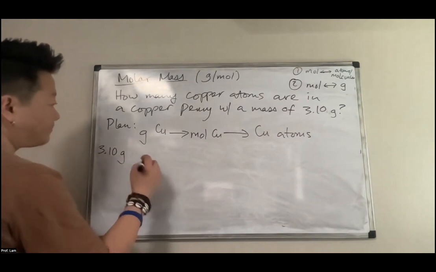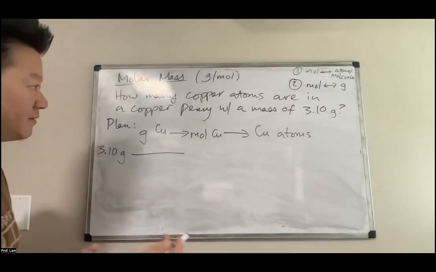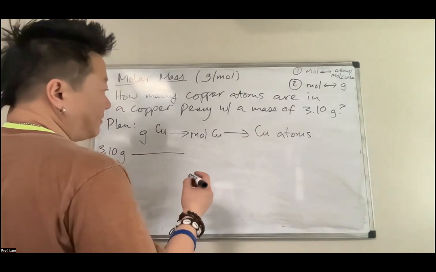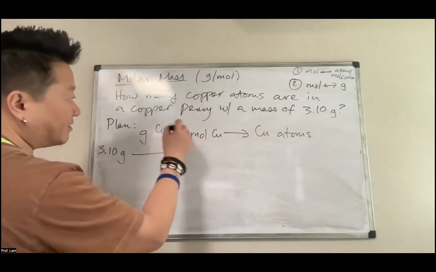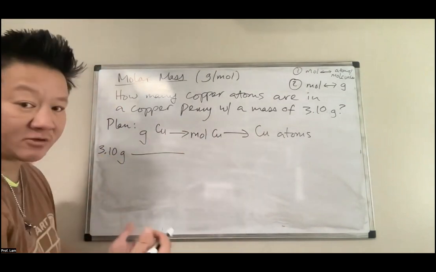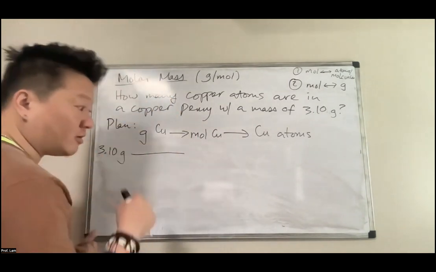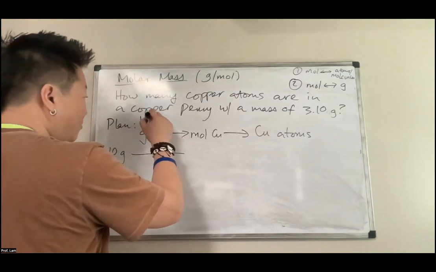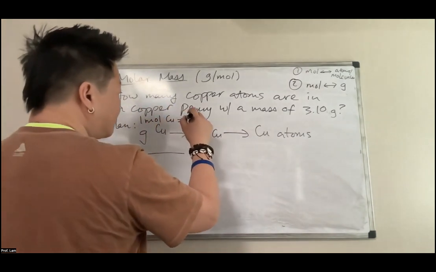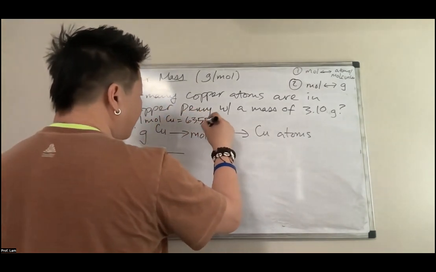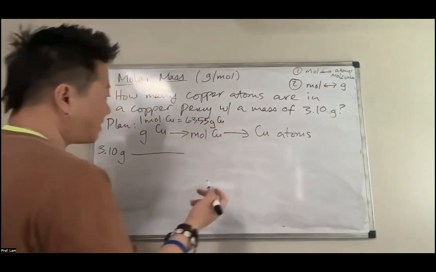3.10 grams. Do the line, right? And then we need the equivalency here. I would just write it right on top of my plan, so I have it there, right? How do you go from mole to gram? Use molar mass. So look on the periodic table, right? 1 mole of copper is equal to 63.55 grams of copper, okay?